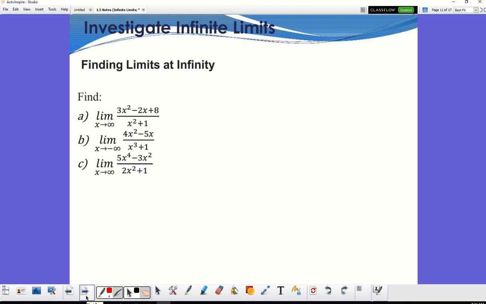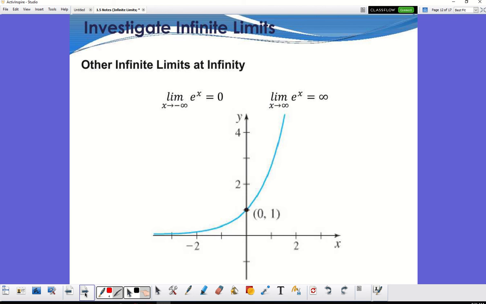All right, so finding limits at infinity. Let's take a look. Do the test. On A, what is it? 3. On B. On C. Positive infinity. Very good, because the top is going to lead that one, right? Other infinite limits at infinity. Go.